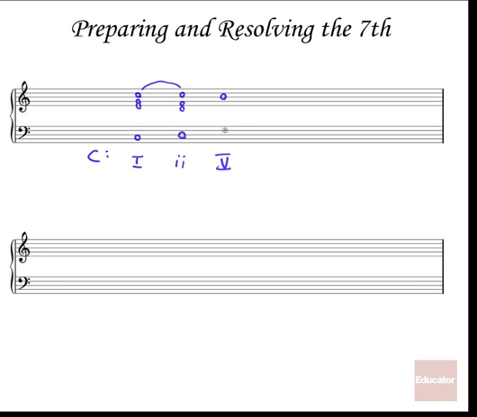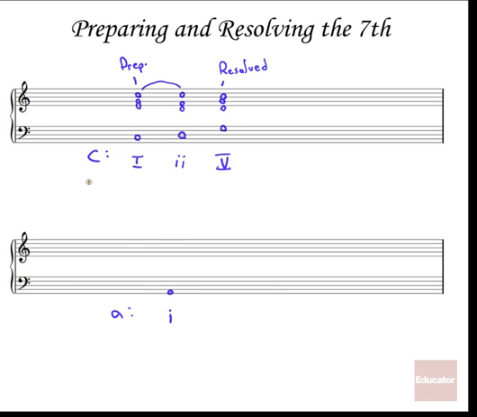So the D is going to move to a G, and then let's say this D stays on D, and this F moves up to G. And now we have a complete chord again with good doubling. So the seventh was prepared here and resolved here. Let's do one more example of that. Let's do it in a minor key this time. What about A minor? And let's start on a tonic harmony.